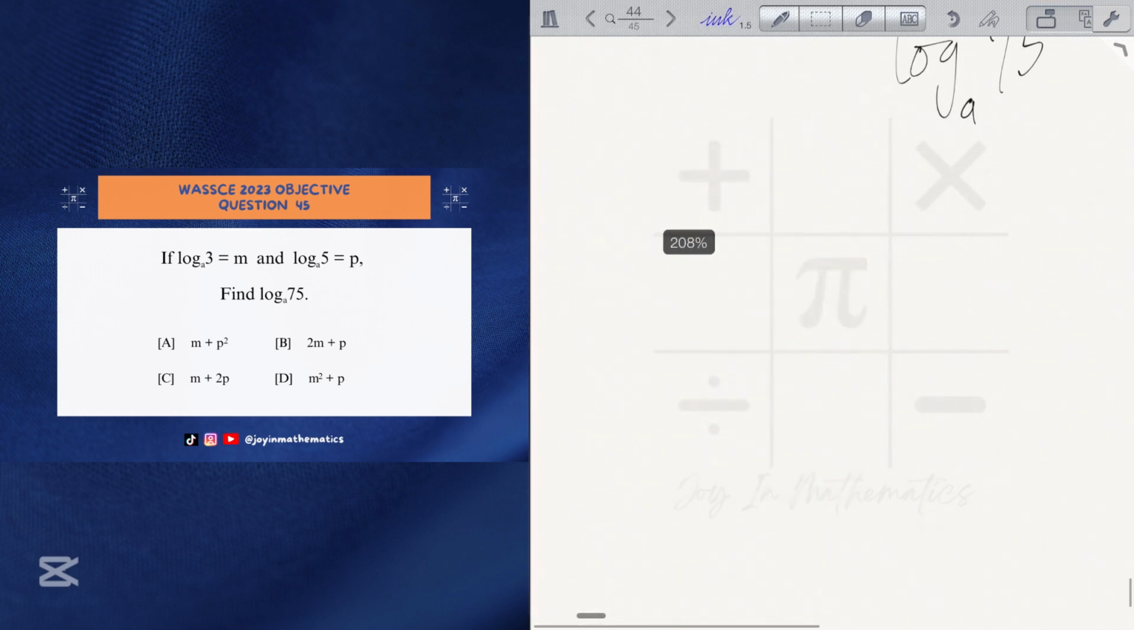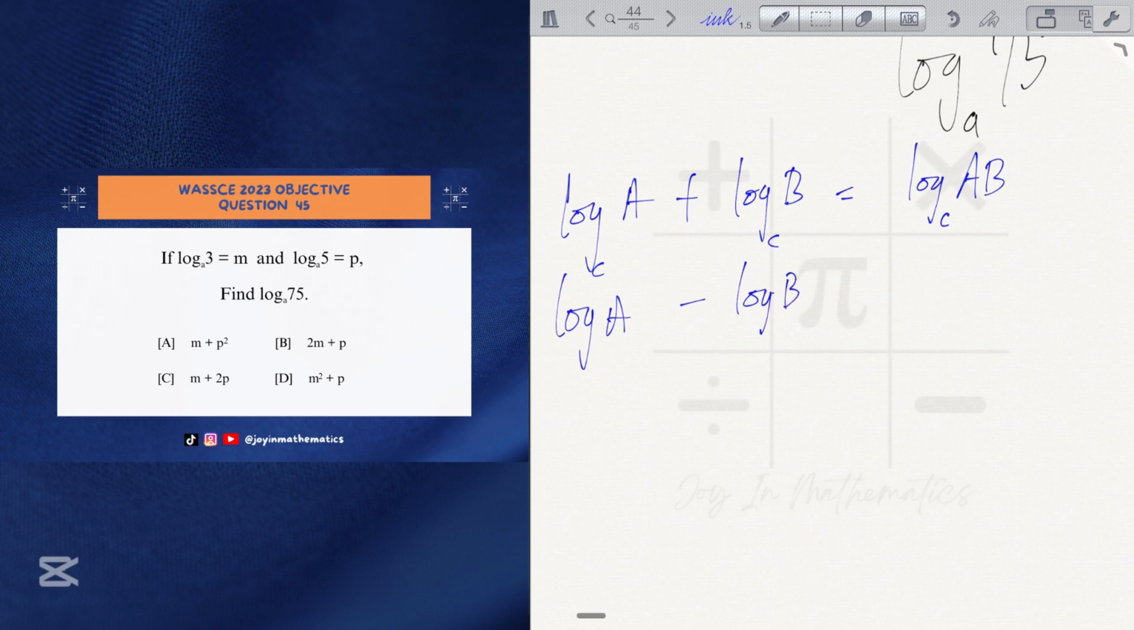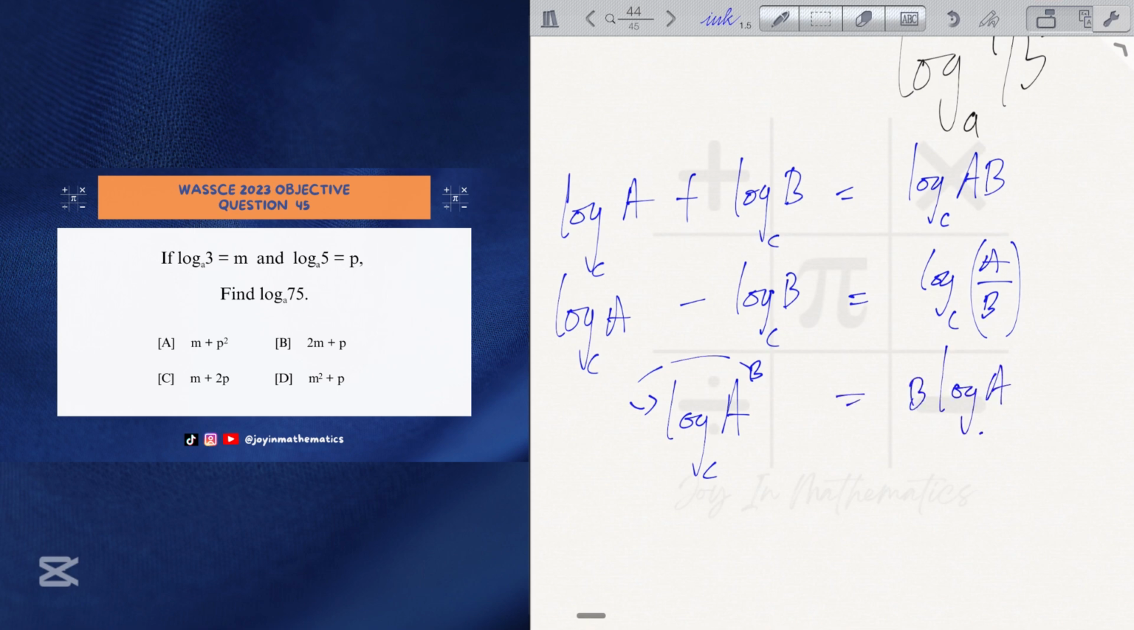So let's recall them. The first law of logarithm, the addition law, says that log A plus log B, provided they have the same base C, is equal to log AB to base C. Similarly, log A minus log B, provided they have the same base C, is equal to log A over B to base C. And if you have log A to base C raised to the power of B, this B becomes a multiplier and becomes B log A to base C. So let's begin.